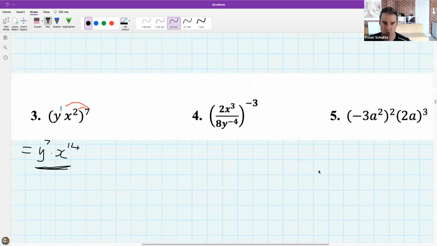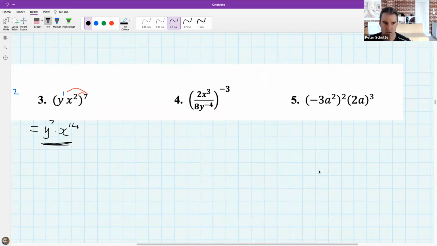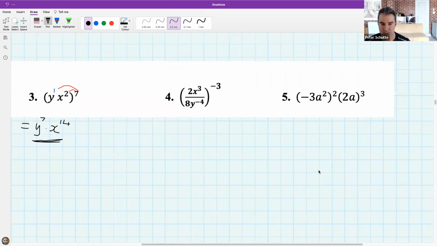I want you to try and solve number 4 and number 5 now. I want you to try and simplify. And there's some stuff in question 4 and 5 that I haven't spoken about too much yet, but we'll talk about it. I want to see if you remember this from grade 10 first, and then I'll talk through it.